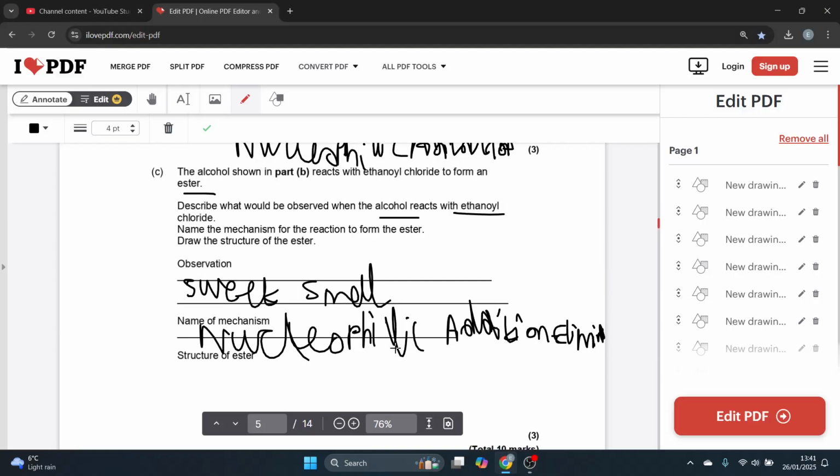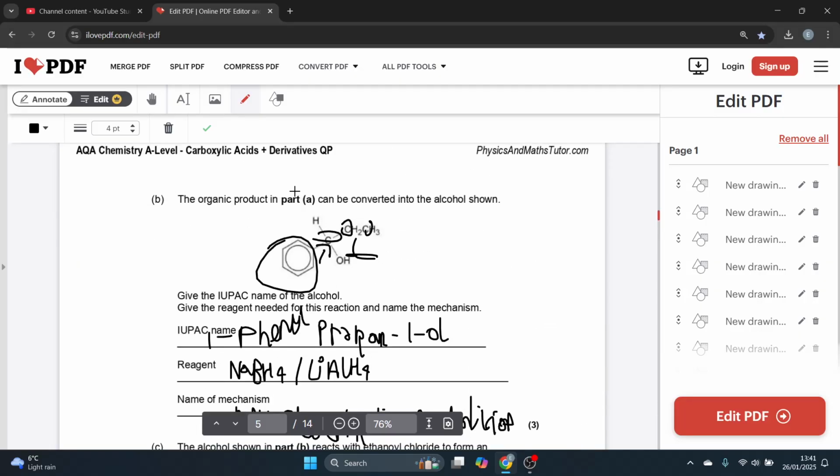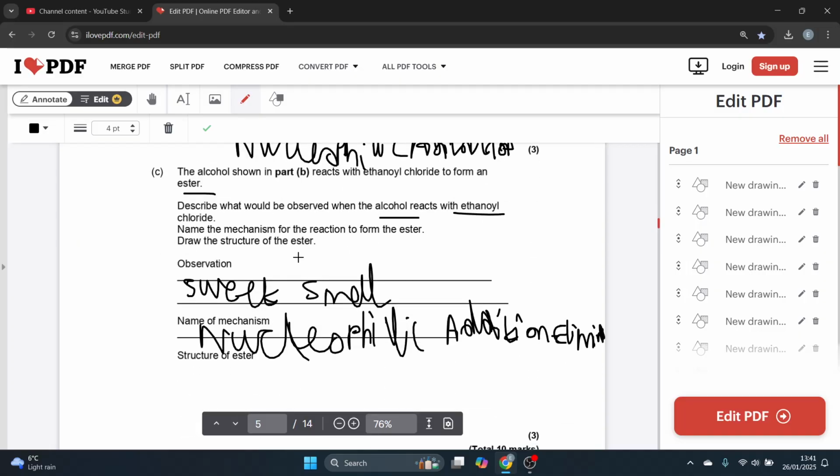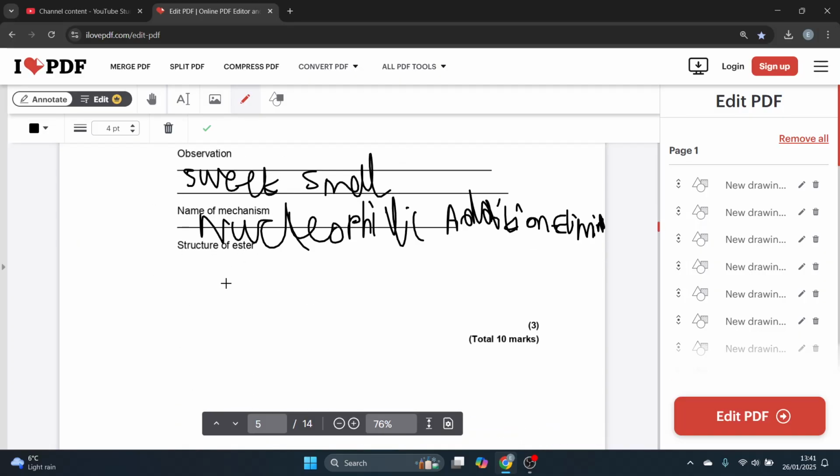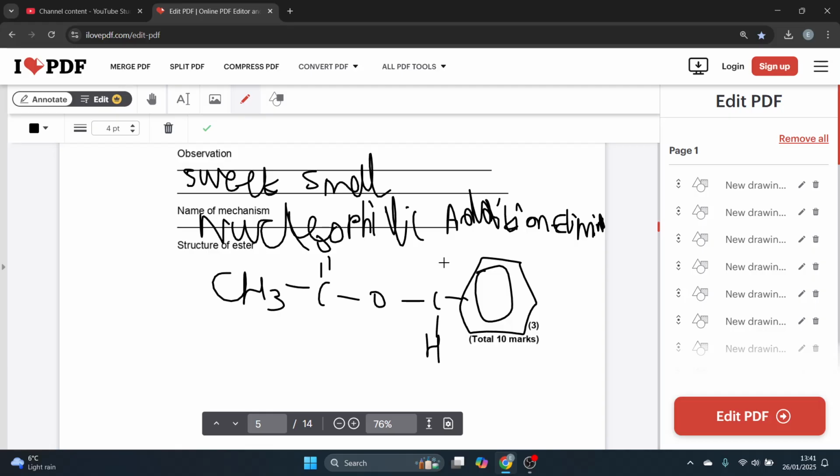The structure of the ester. So you would just have to go through the whole reaction, because the alcohol reacts with ethanoyl chloride, part B. So I would just go through the whole mechanism, and you should get the ester as CH3, C double bond O, then the 1-phenylpropyl group, CH2, CH3.